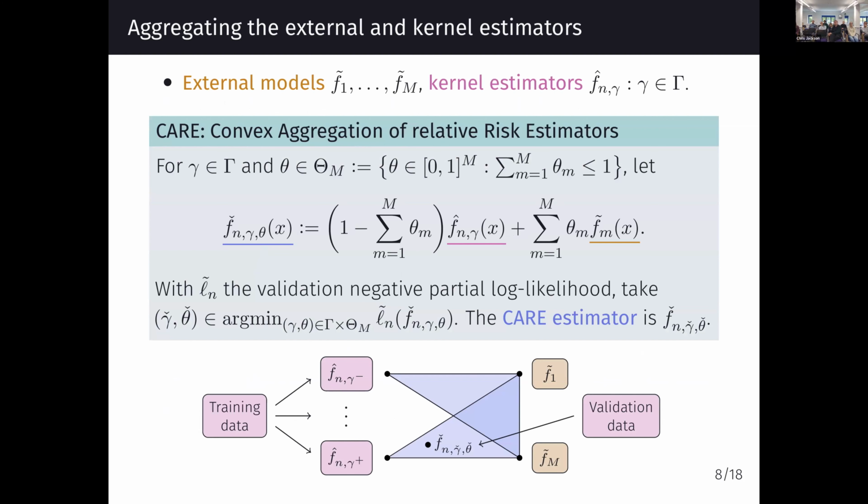So right at the beginning, we split our data into two. Half of that we've already used to fit these kernel models. And now we're going to use the other half in order to find some good values for these parameters, gamma check and theta check. So this is just by partial likelihood cross validation. Once we've got those optimal choices, we just plug them back in. That gives us what we call the care estimator, which is given by this convex combination with data-driven choices of these tuning parameters.